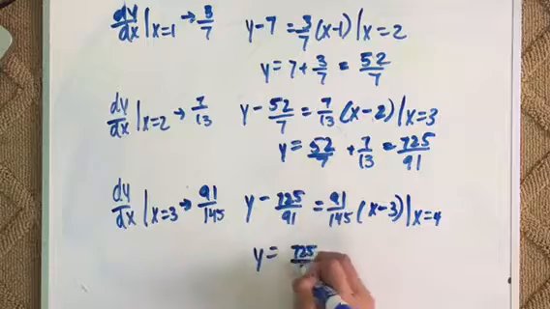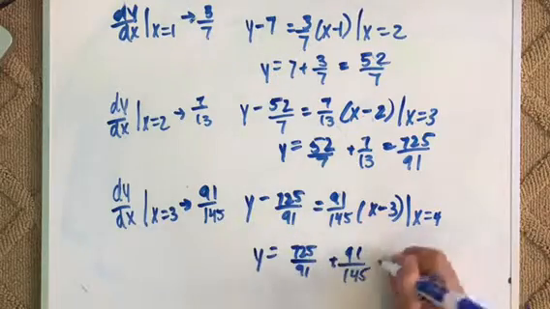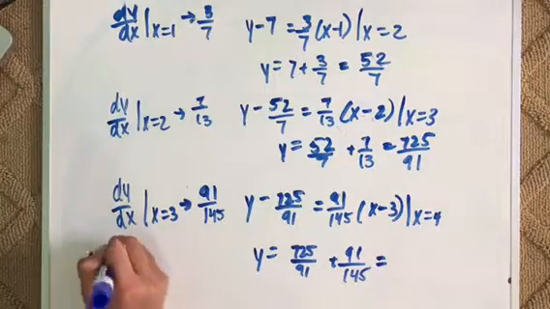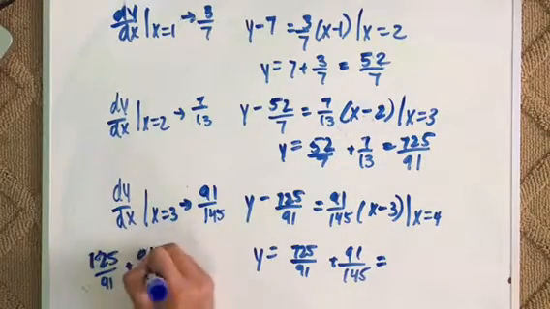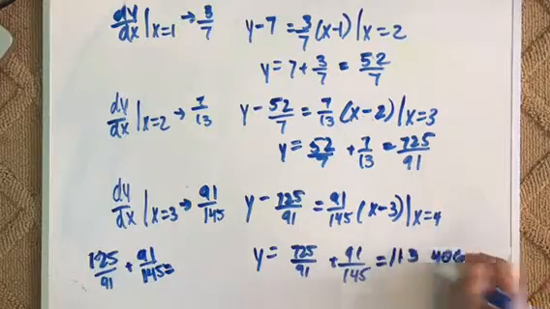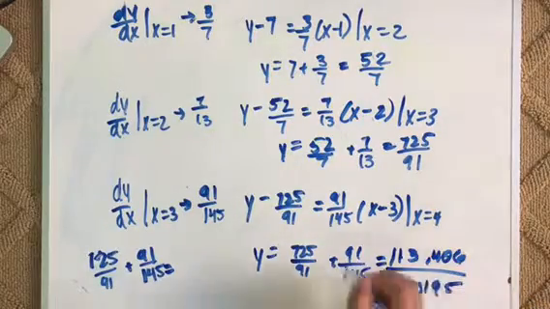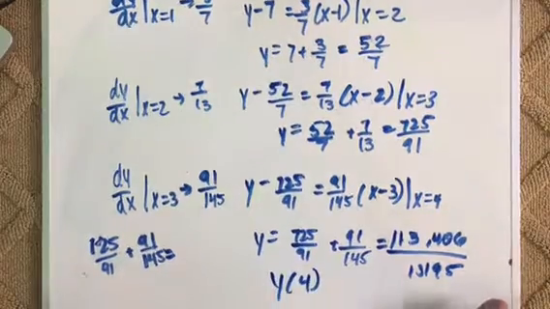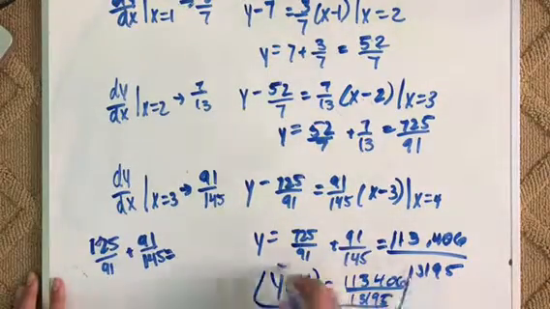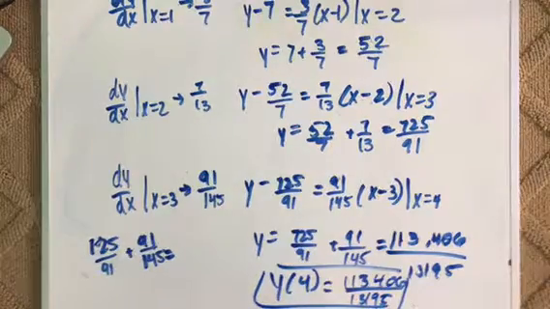I plugged in x equals 4, and you should get 725 over 91 plus 91 over 145 equals 113,406 over 13,195. I tried to plug it into my calculator and convert to fraction, but it didn't work, so I had to do it the old-fashioned way and just solve it by hand.